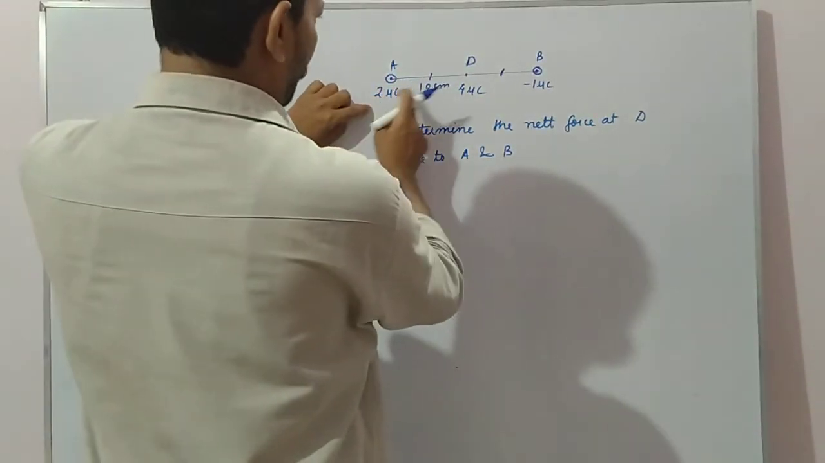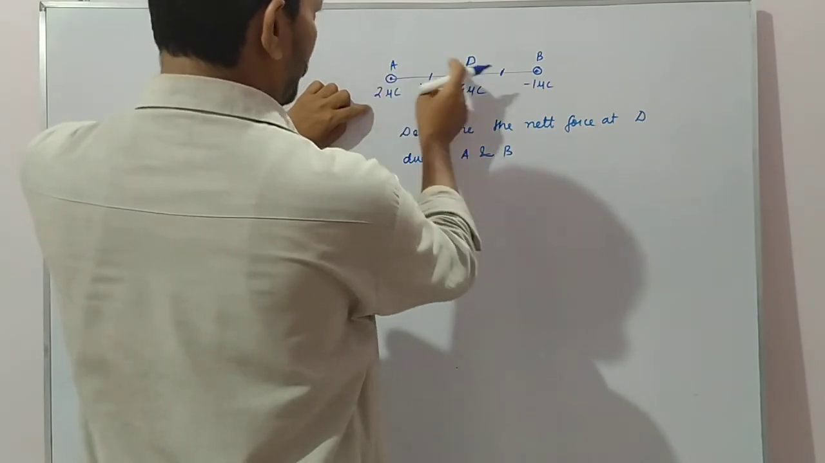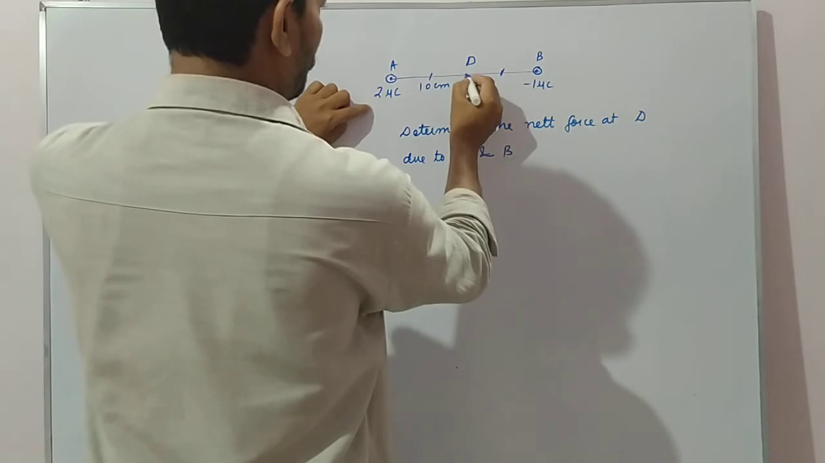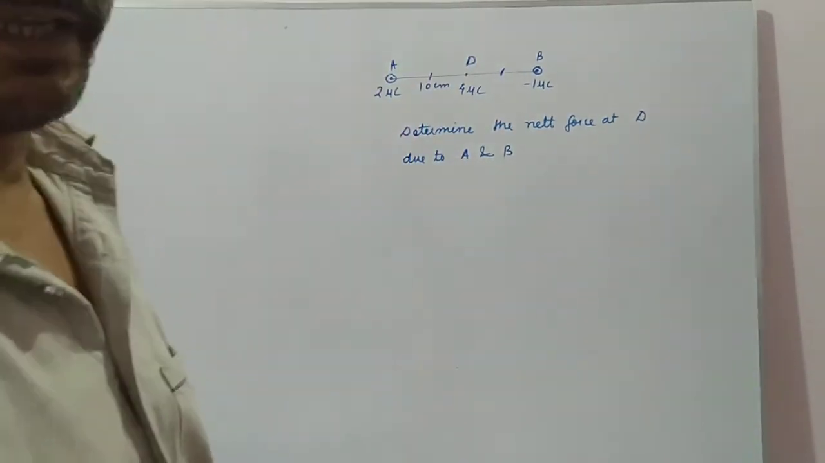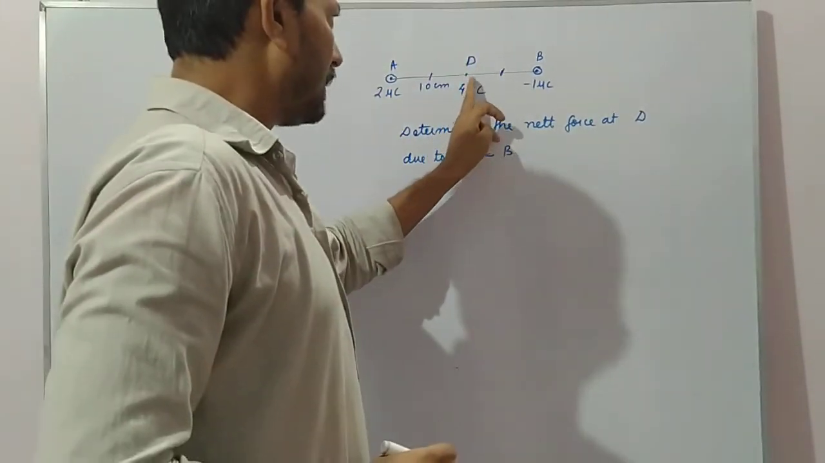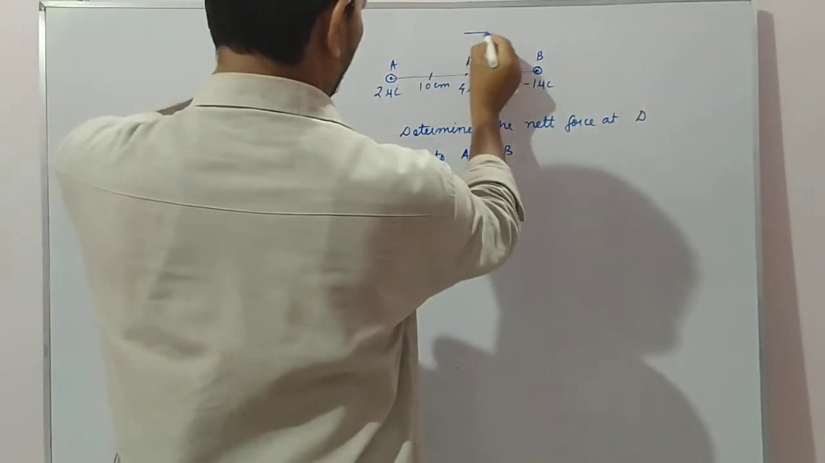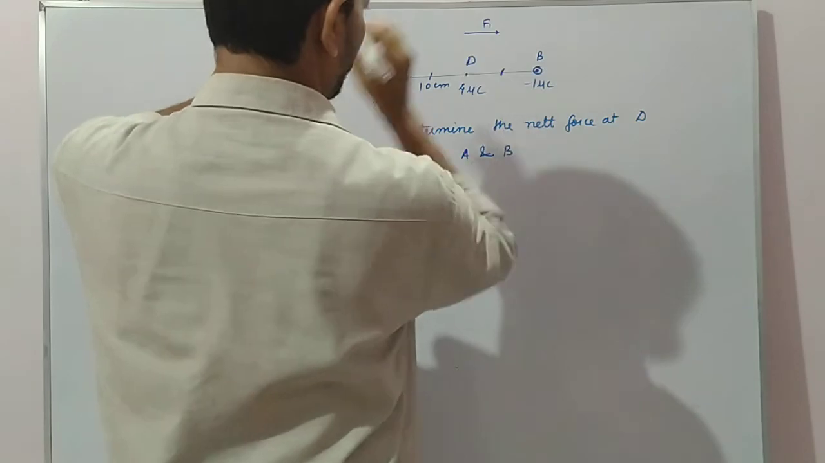Now there is a repulsive force between A and D. So as it is, see this, we have to find the net force acting at D. So D is free to move. So there is what? Repulsive force between A and D. So the force will move along this direction.